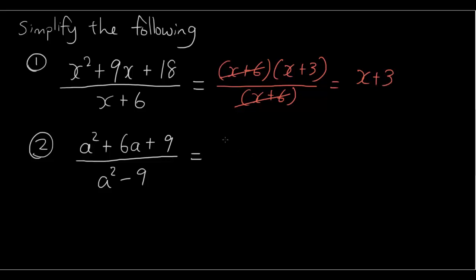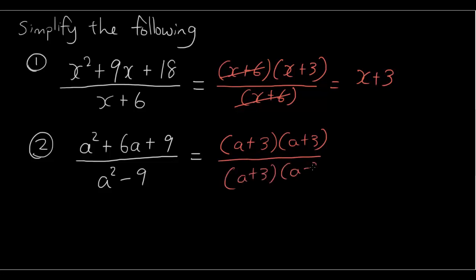Now let's do this one. We got on the top a plus 3, a plus 3, and on the bottom we have a plus 3, a minus 3, using the difference of squares rule. Now we got a plus 3 on both top and bottom, so the answer is a plus 3 over a minus 3. Okay, you could get a whole lot of different combinations for these problems. Basically use the box method, factorize, and then simplify them. Right, that's how you do all of the questions.